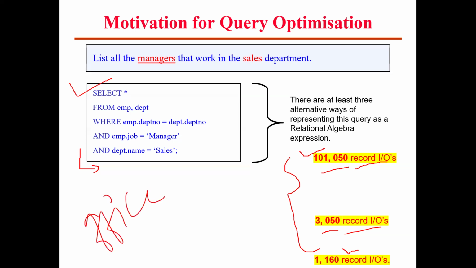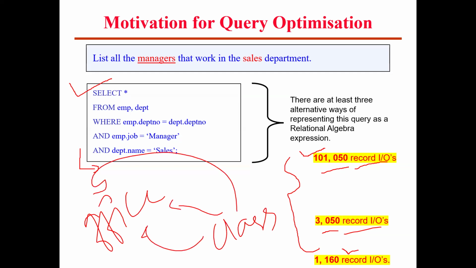For example, if you want to reach my office from your classroom, there are many ways. One is very big; you need this many steps. Here you need 3K steps, and here you need only 1,100 steps. Which one will you follow? Of course, you will follow the smallest one, this one, right? You will follow this one.